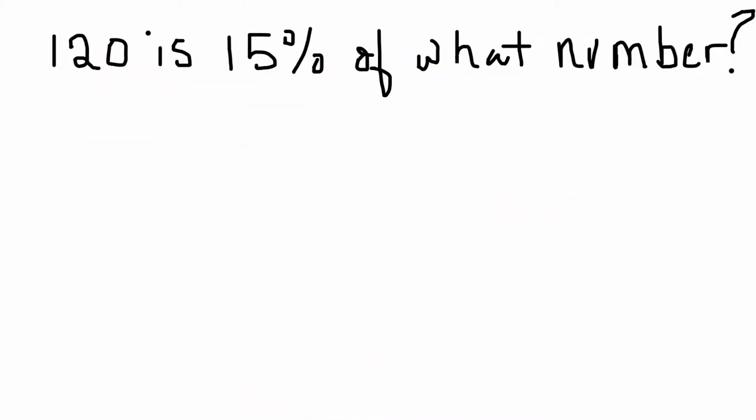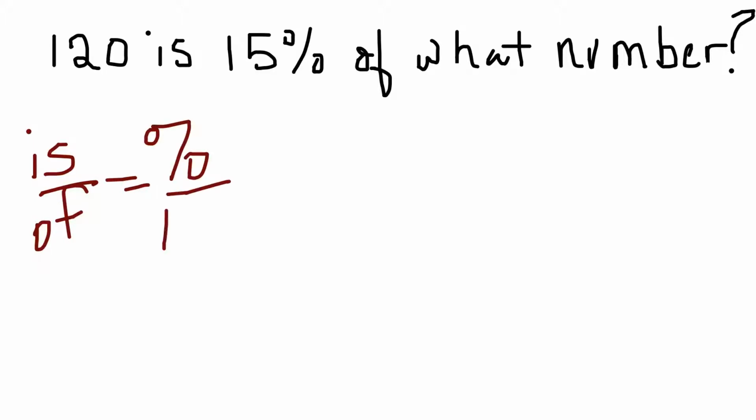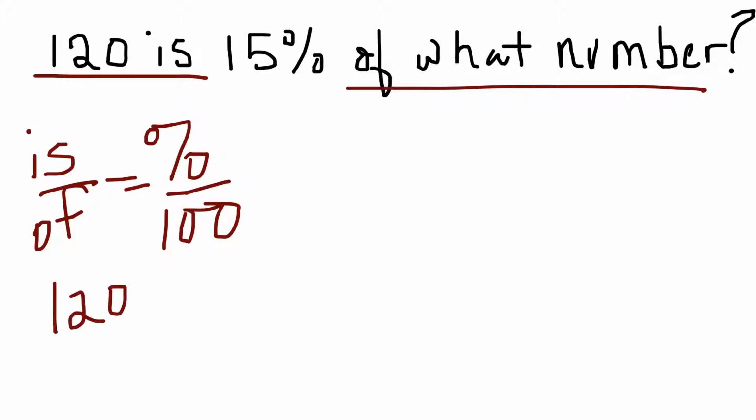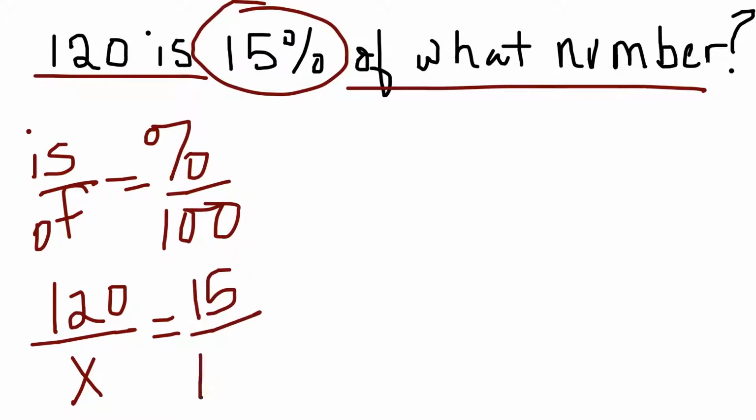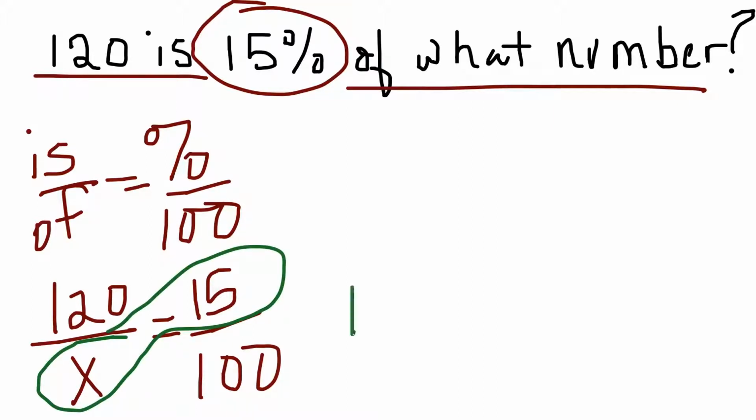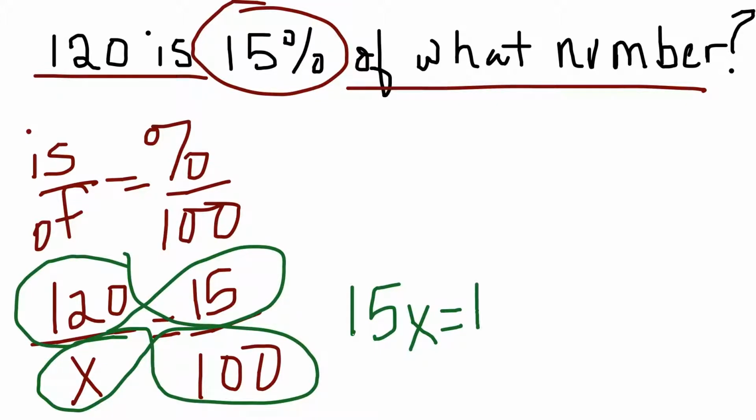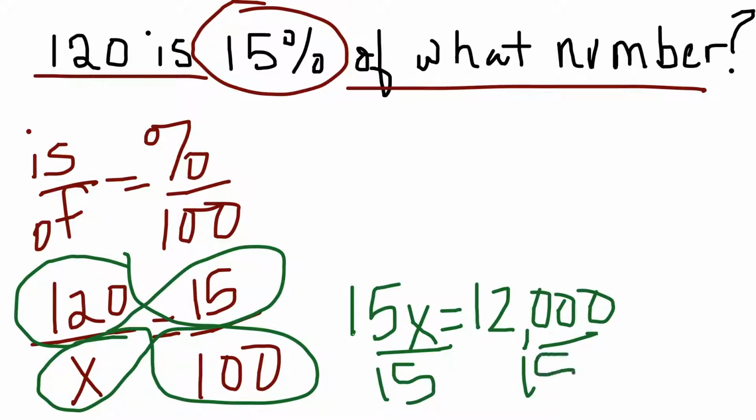And this one, this percentage, there's two ways I could do this. I could do an is over of equals percent over 100. And if I did that, 120 is 15% of what, equals 15 over 100. Now I would then cross multiply, so that gives me 15x equals 12,000. And when I divide both sides by 15, I get x equals 800.